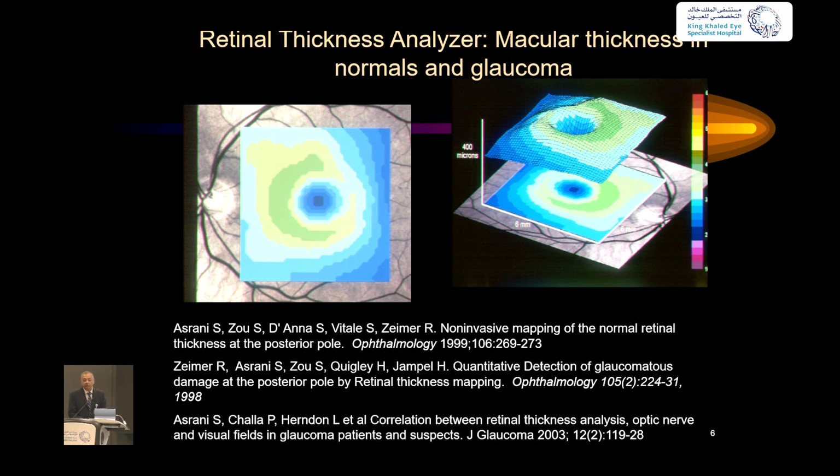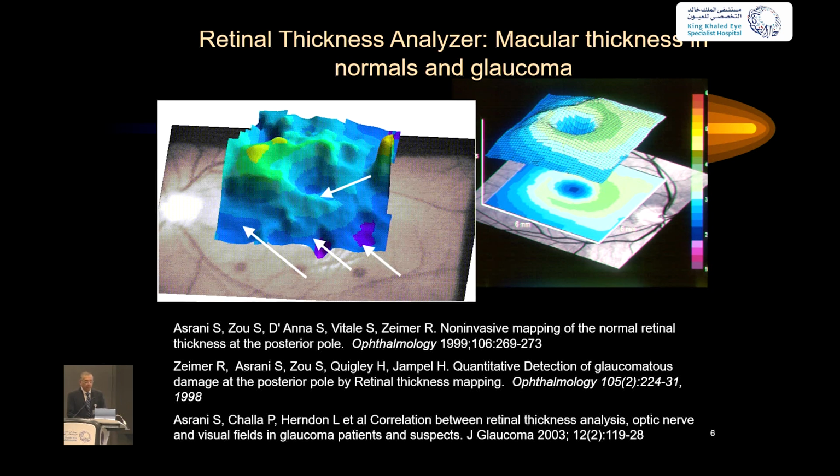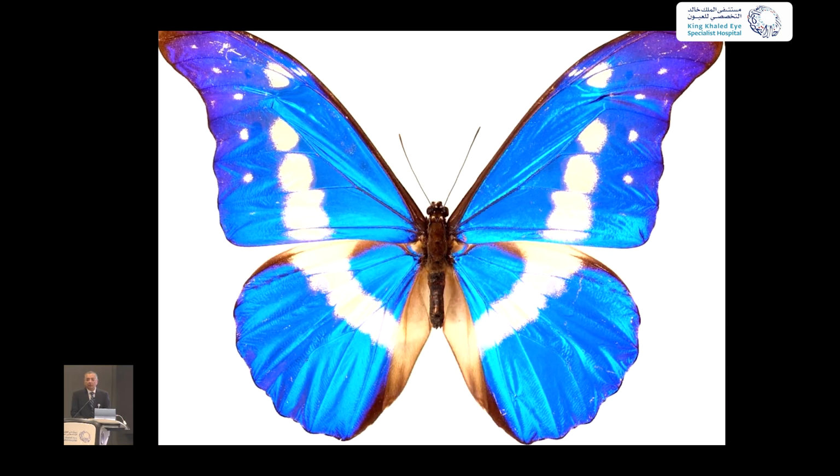And then we found that in contrast to normals, there was significant losses in glaucoma, and the losses were greatest furthest away from the disc, because the ganglion cell losses were there.